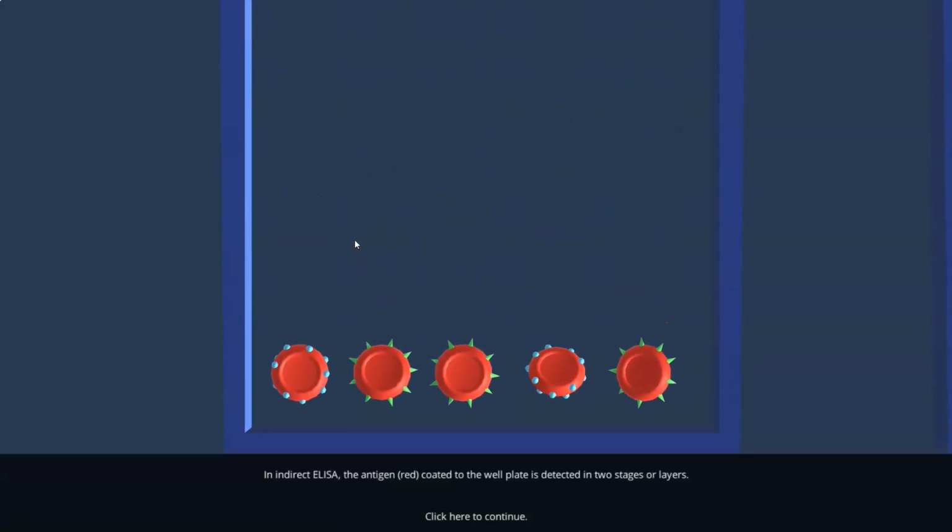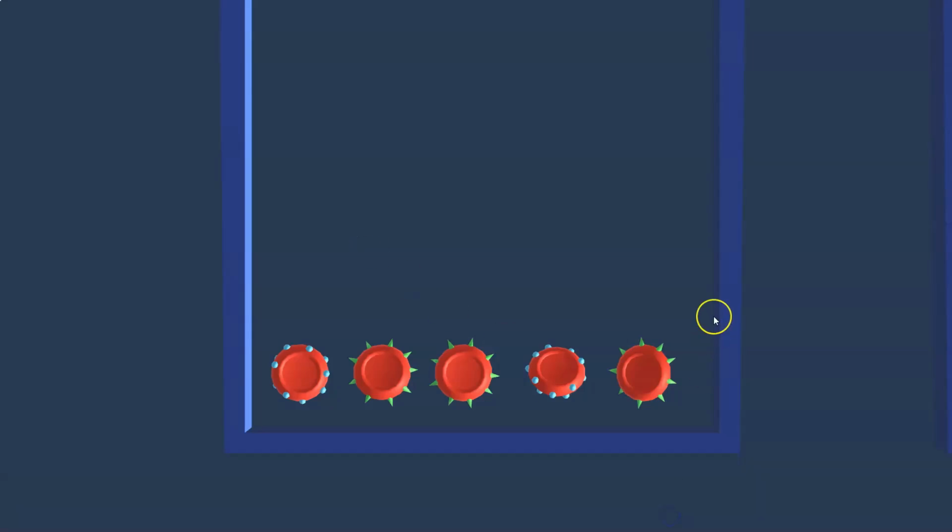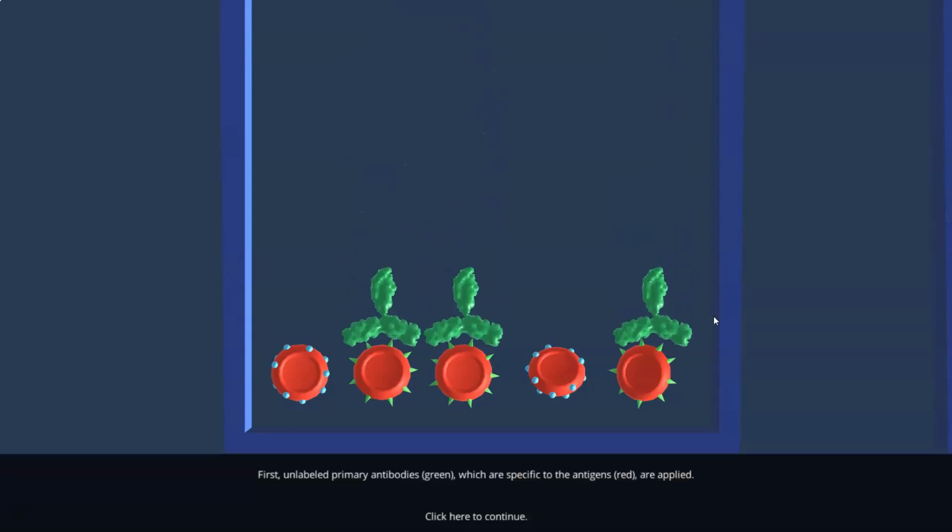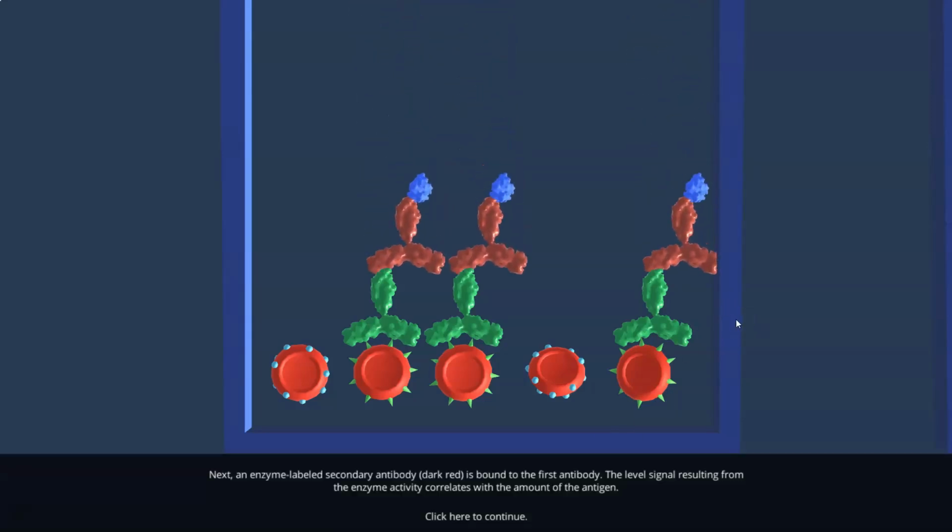In indirect ELISA, the antigen coated to the well plate is detected in two stages or layers. First, unlabeled primary antibodies, which are specific to the antigens, are applied. Next, an enzyme-labeled secondary antibody is bound to the first antibody. The level of signal resulting from the enzyme activity correlates with the amount of the antigen.